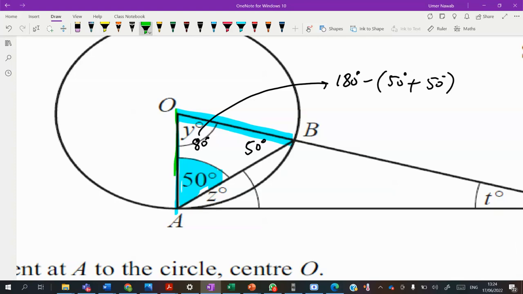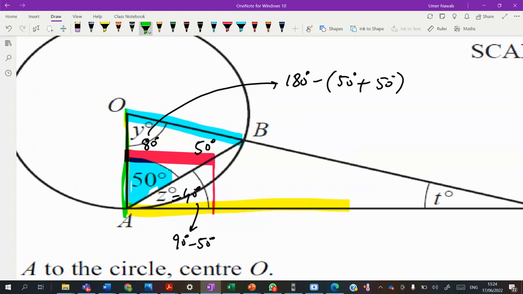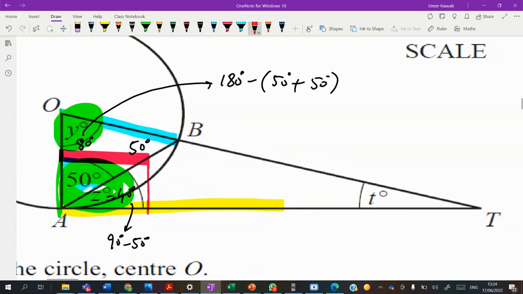Now, radius and tangent, they are making 90 degrees with each other. So if you know one of them, the complement of 50 is 40. How did I get it? 90 minus 50 gives me 40. Now you know the two angles in this triangle. Can I find the third one? I'm talking about OAT triangle.